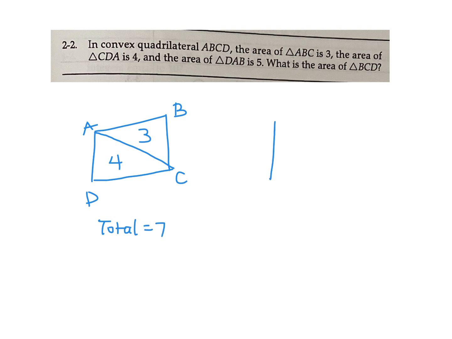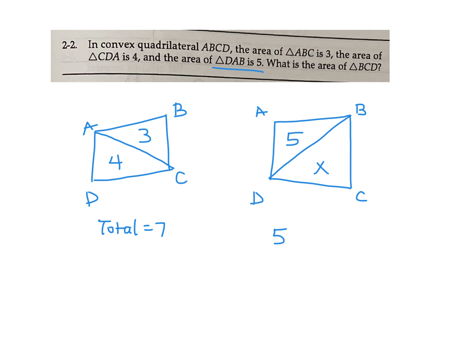And then let's draw this again, and this time, again, we'll chop it in half, but the other way, so this way. And they gave me that DAB is 5, so this guy is 5, and then they're saying, what's BCD? Okay, well, BCD, let's say it's x, I don't know, but 5 plus x is equal to the total, so that means x is 2. So the area of BCD is 2.